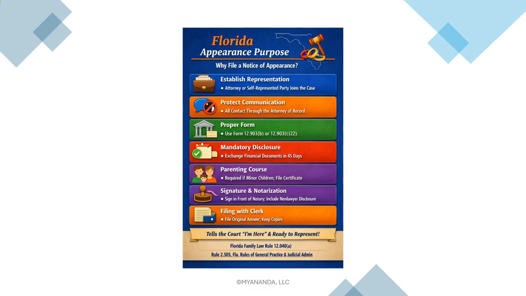We'll talk about mandatory disclosure in a separate lecture, but basically there are financial documents that have to be provided in mandatory disclosure. If there are minor children, there's also a parenting course that has to be taken. Some of that parenting course information can be flowing, and maybe the respondent can get involved in the parenting course. The notice is also signed and notarized in front of a notary, and it is filed with the clerk of court.